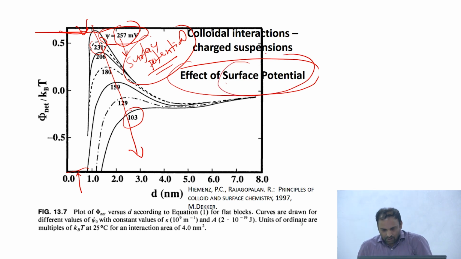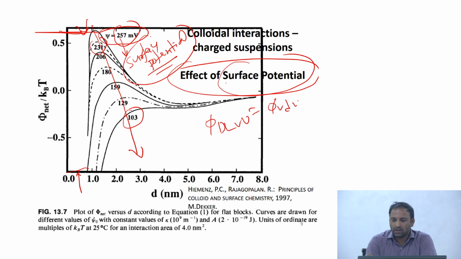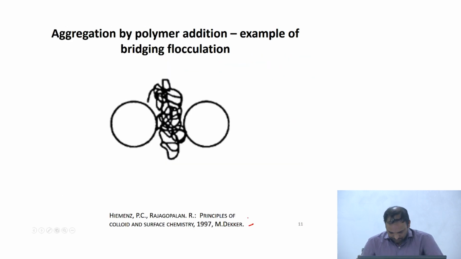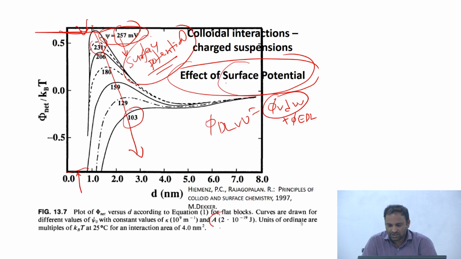In this case, phi DLVO is van der Waals plus the electrical double layer. I've kept phi van der Waals the same, so the Hamaker constant is kept constant at 2 × 10^-19 joules. And you kept the salt concentration the same. As I said, the salt can also influence the potential, so I've kept that also the same. The only thing that has changed is the surface potential, and that's how you're manipulating your electrical double layer interaction.